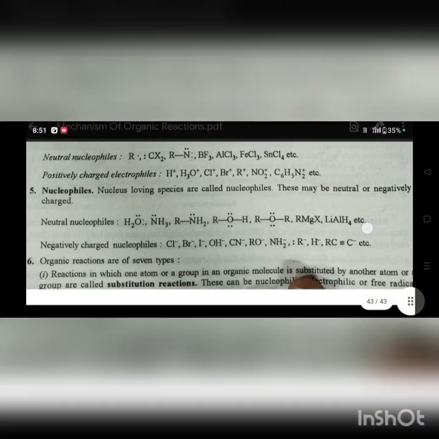Organic reactions are of seven types. Reactions in which one atom or a group in an organic molecule is substituted by another atom or group are called substitution reactions.